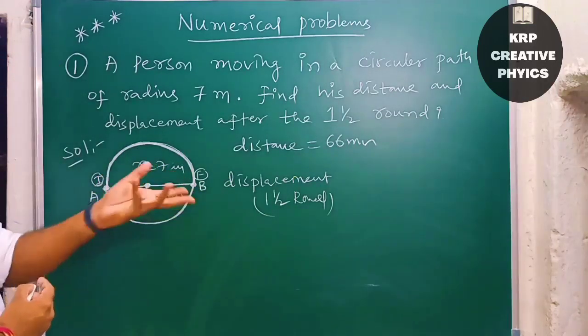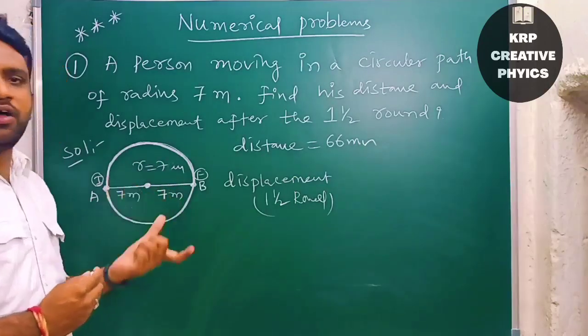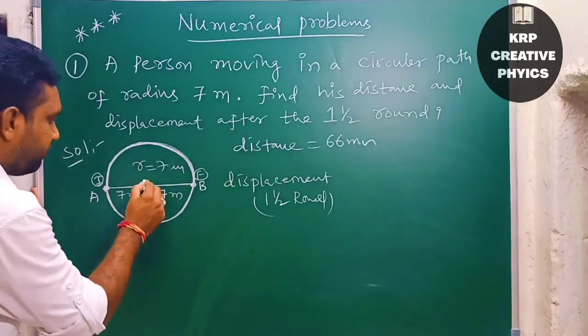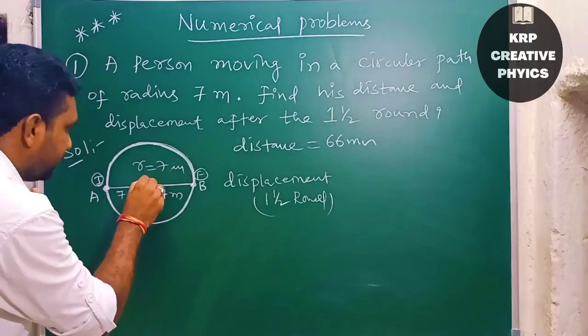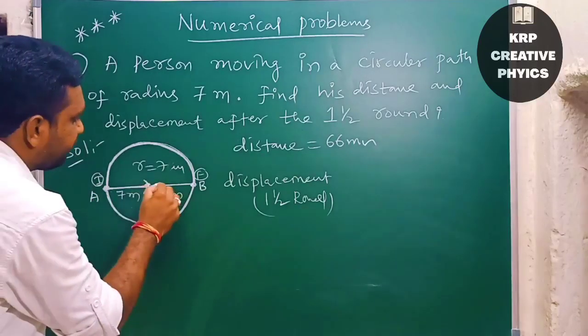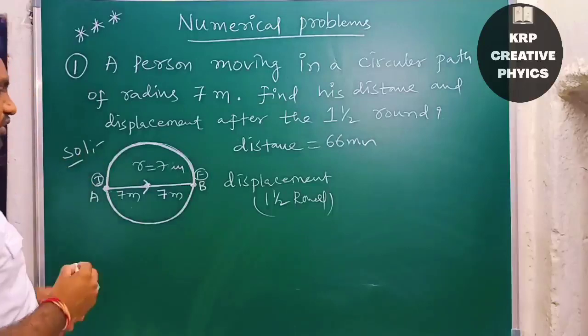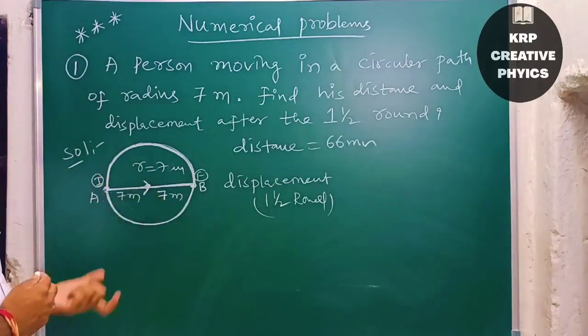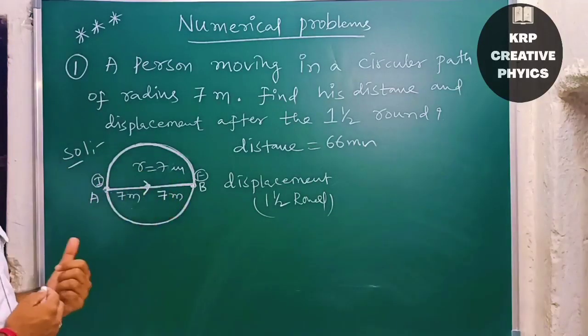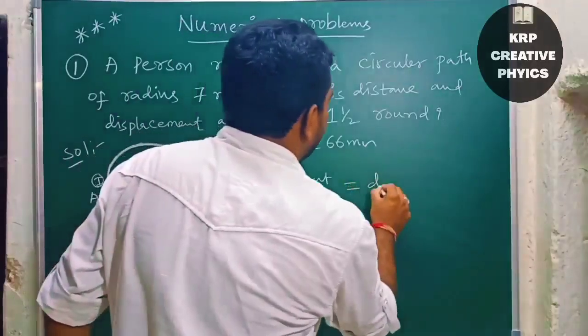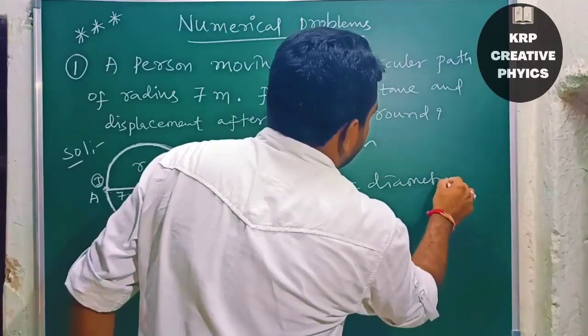So what is the actual meaning of displacement? It is the shortest path between any 2 points in a specified direction. So this is the shortest path between initial and final position. So what is that line? That line is nothing but the diameter of the circle. So we can write displacement equal to the diameter of the circle.